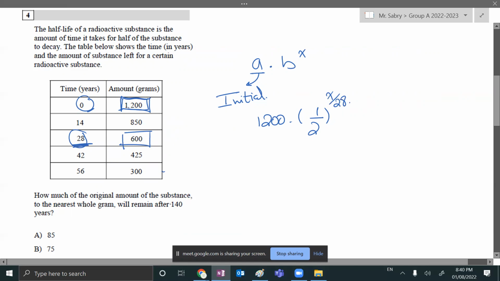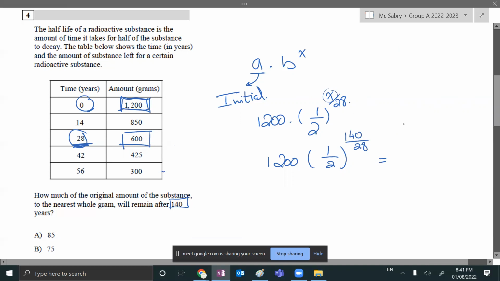So if they said, I want to know how many are there after 140 years, I'm supposed to substitute this x with 140. That's the mistake that I did last time. I did not realize that the half-life is done every 28 years. I thought it's done every year, and that doesn't make sense. So I should put now 140 divided by 28. Put that on a calculator, and it should get you the answer right away.